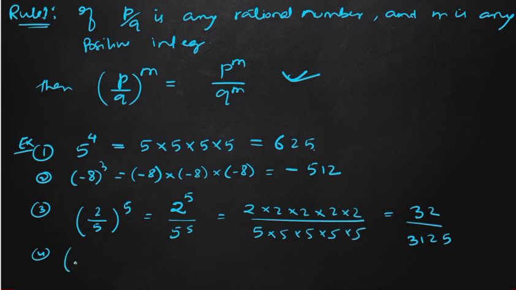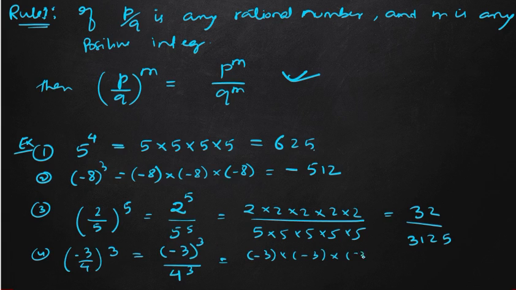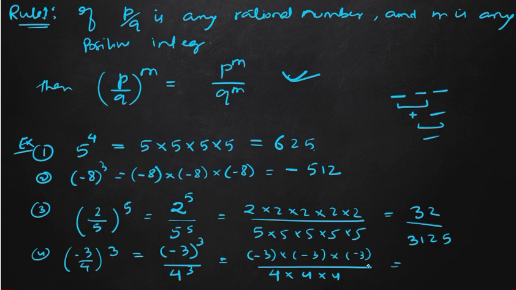Okay, and the fourth example, (minus 3 by 4) whole power 3. So what we can do is minus 3 power 3 and 4 power 3. Minus 3 power 3 means we have to write minus 3 three times, and divided by 4, it will also come 3 times. Minus into minus is plus, plus into minus is minus, because minus is multiplying 3 times, so the answer is minus.